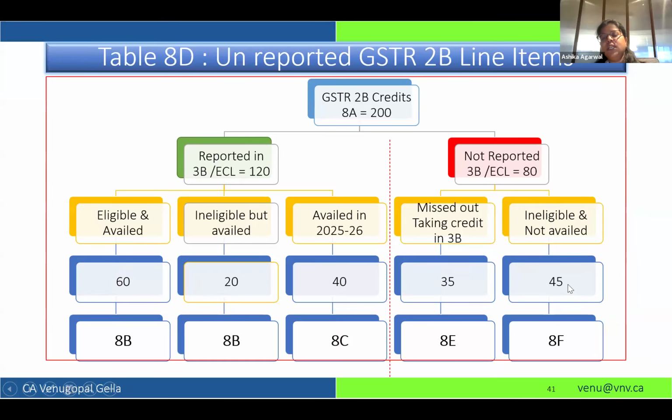So you have to report it in Table 8F. This is how the bifurcation and reporting of Table 8 will be. The one which you have reported will go into 8B and 8C. The one which you have not reported will form part of 8E and 8F as applicable.